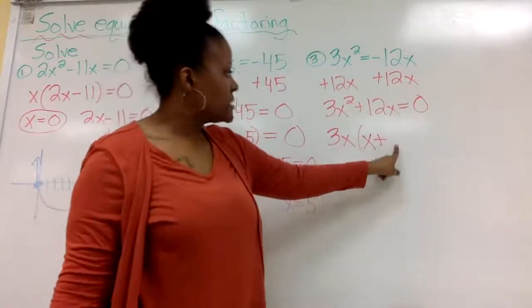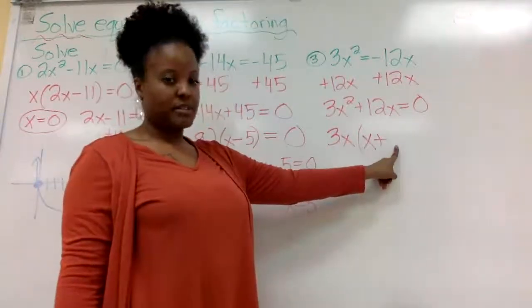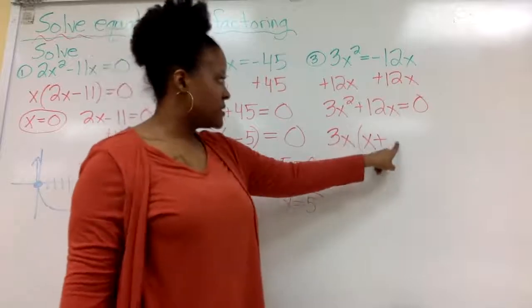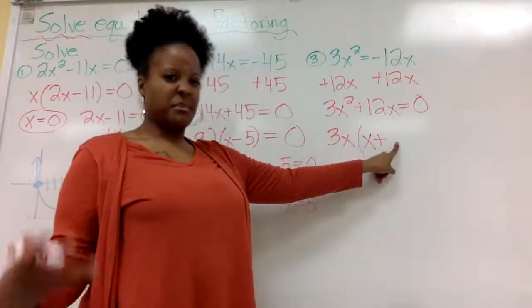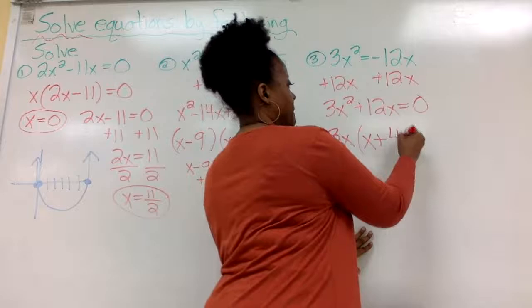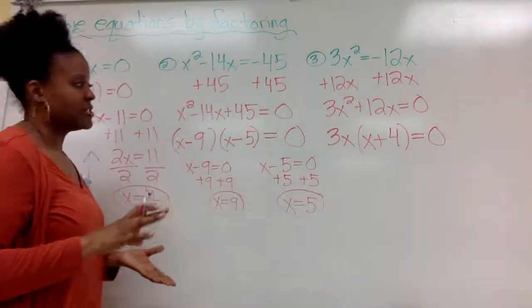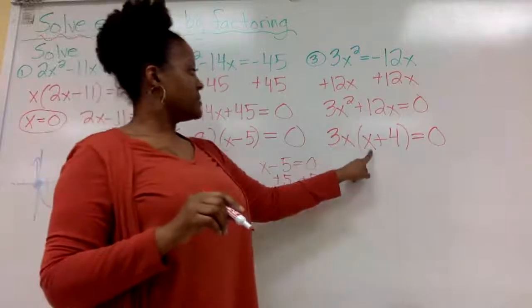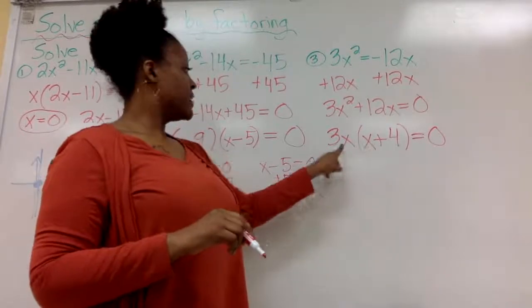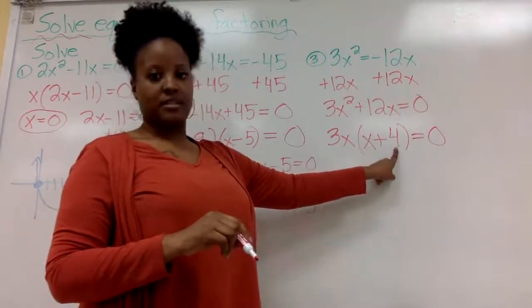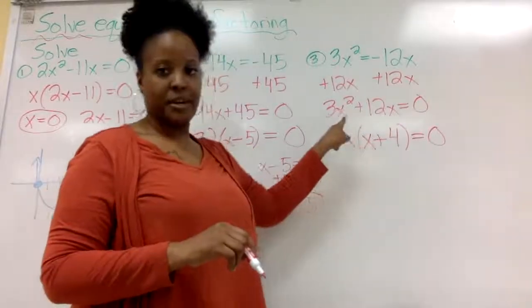If I take the 3 and the x away from here, I'm left with an x. And 3x times something has to give me 12x. That something that we're missing is 4. Beautiful thing about factoring is you can check your work. 3x times x is 3x squared. 3x times 4 is 12x. So that's exactly what I have up here.